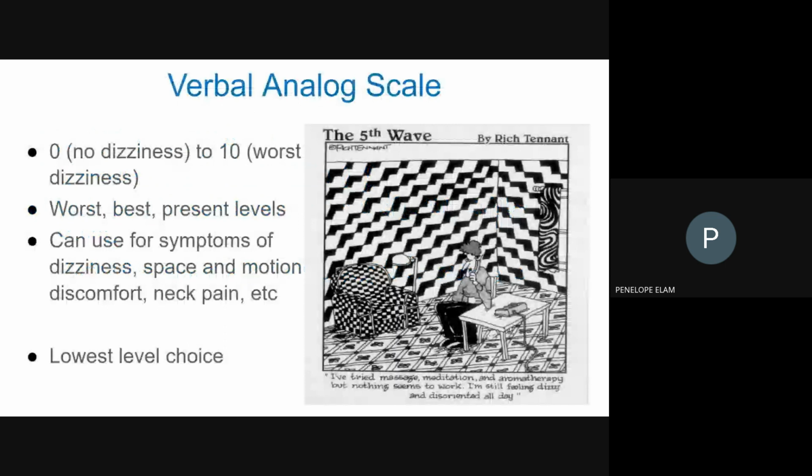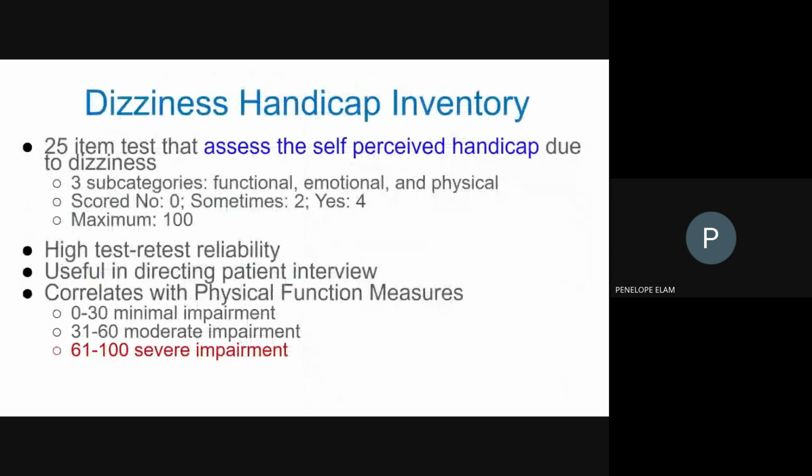So really quickly, here's that verbal analog scale, 0 to 10. The Dizziness Handicap Inventory is probably one of the bigger ones used out there. It's a 25-item test, and it assesses the self-perceived handicap due to dizziness. So the higher the number, the bigger the impairment. It's scored out of 100, so if you're closer to 100, you're going to have a bigger impairment.